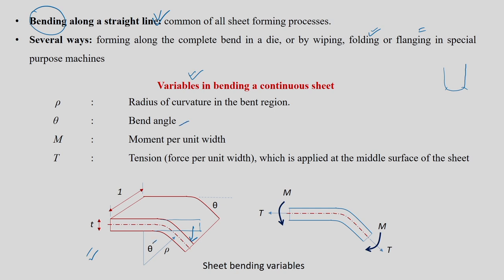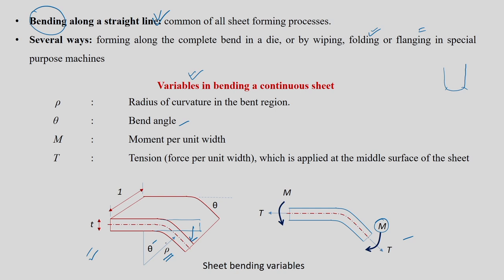Theta is called the bend angle, and you need a tool setup for that. It has to be bent with respect to one particular radius of curvature, let us say rho, in the bent region. The right side diagram will tell you that this bending is possible in 2 ways. One is only moment, the other one is moment and tension, both. Bending with stretching would be moment and tension both applied. In the other case, only moment is applied. Both are possible ways of bending a sheet along a straight line.